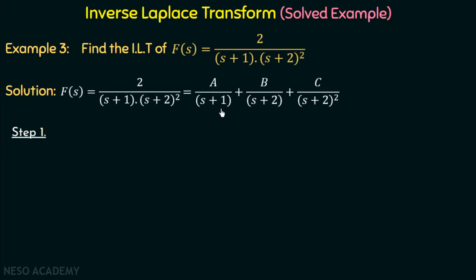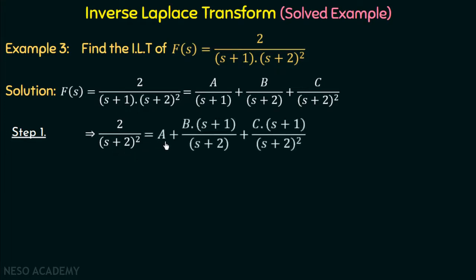We have (s plus 1) as the factor here, so to isolate the value of A, we need to multiply (s plus 1) on both the sides. So multiplying (s plus 1) on both the sides, we will get 2 over (s plus 2) whole squared is equal to A plus B multiplied (s plus 1) over (s plus 2) plus C multiplied (s plus 1) over (s plus 2) whole squared. In this way, we have isolated A. Now, if I put s equal to minus 1, then this factor and this factor will become 0, and we will get the value of A equal to 2.